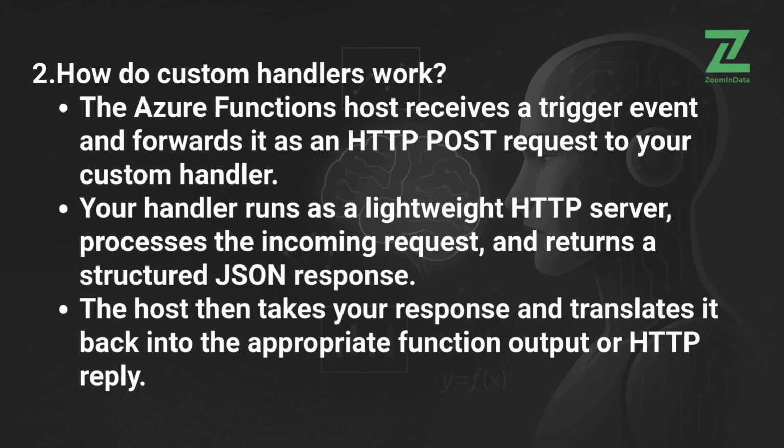How do custom handlers work? The Azure Functions host receives a trigger event and forwards it as an HTTP POST request to your custom handler. Your handler runs as a lightweight HTTP server, processes the incoming request, and returns a structured JSON response. The host then takes your response and translates it back into the appropriate function output or HTTP reply.